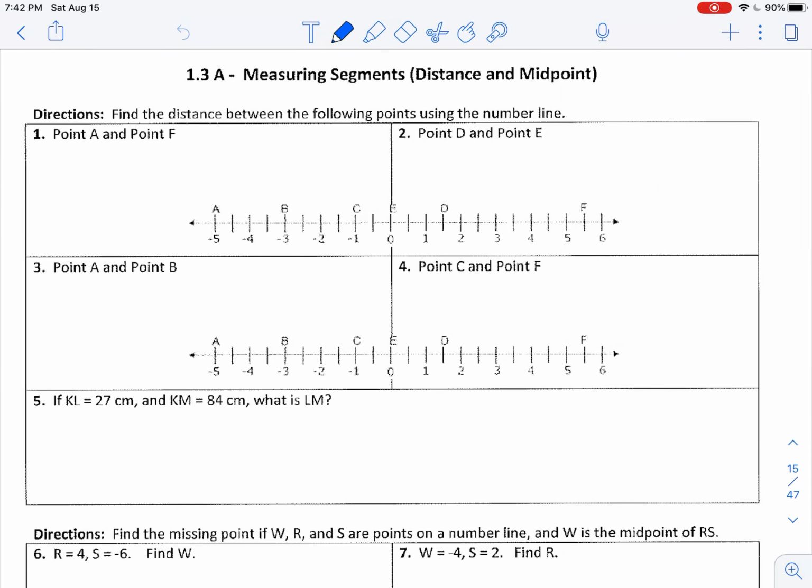These are the solutions for assignment 1.3, measuring segments, distance, and midpoint. The directions say to find the distance between the following points using the number line. So we're looking at point A and point F.